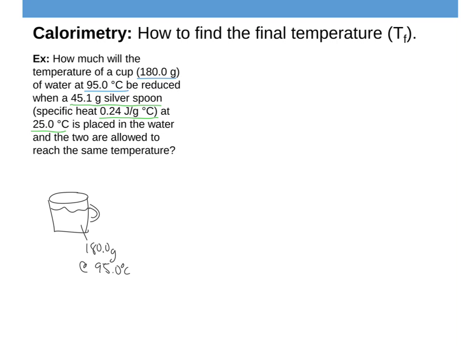And then you're putting into it a spoon that weighs 45.1 grams, but it is at room temperature. It's at like 25 degrees Celsius. So we're trying to see what the end temperature is going to be.